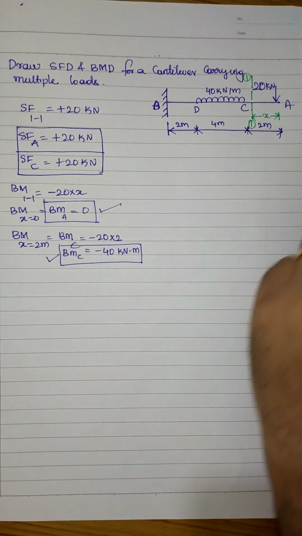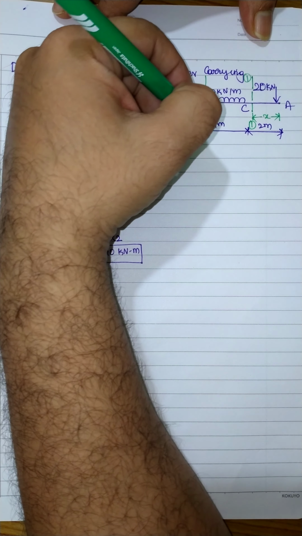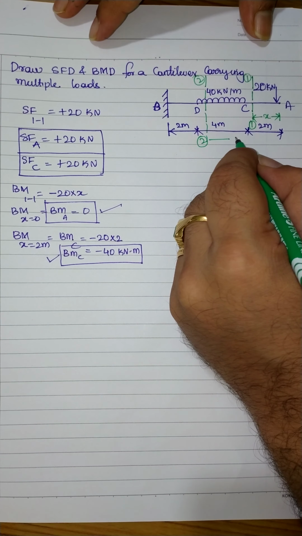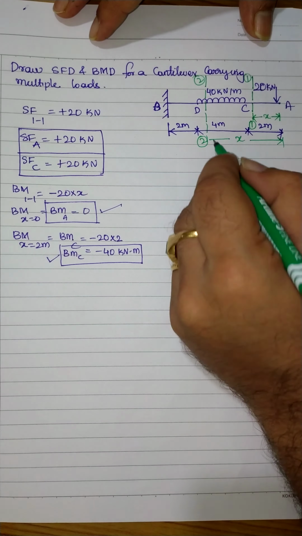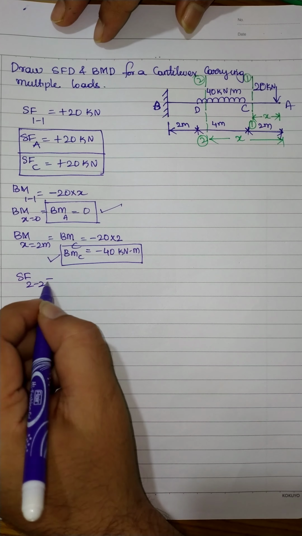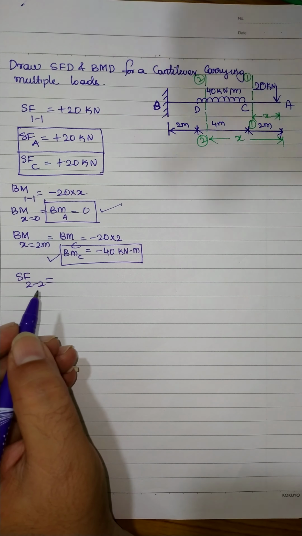Next, let us consider a section in between D and C. I am considering a section over here. Now this section, let us call this one as section number 2 and 2. This section is again located at a distance of x from the free end. Now shear force at any section 2 and 2 will be equal to the algebraic sum of all the forces which are acting towards the right side of the section.